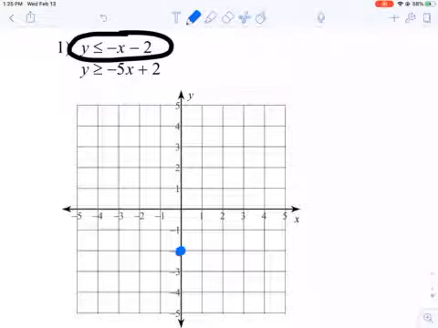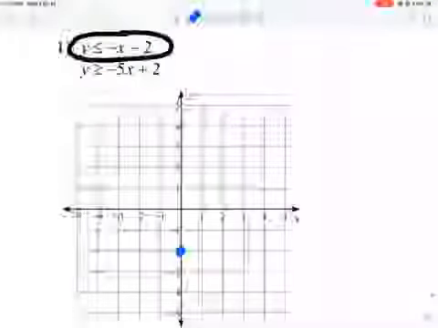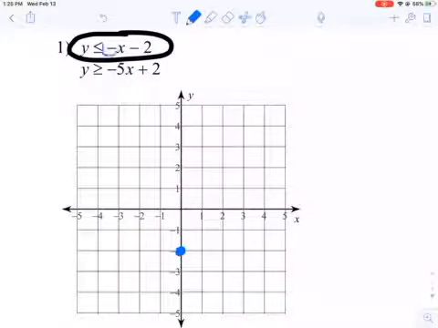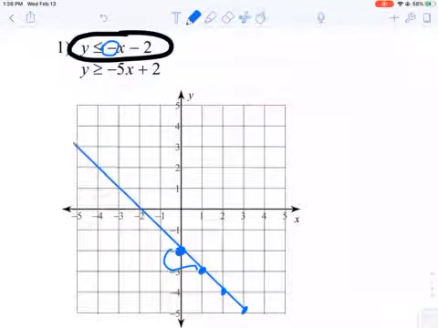Excellent. All right. Now for my next step, I have negative x here, so I can always pop in a 1, which means my slope is negative 1. Go down 1, over 1, boom. Got a point. Gonna make a few of them. It's always good to do that. Get a nice straight line going, just like so.